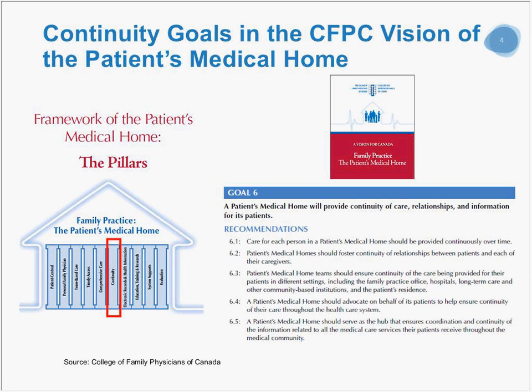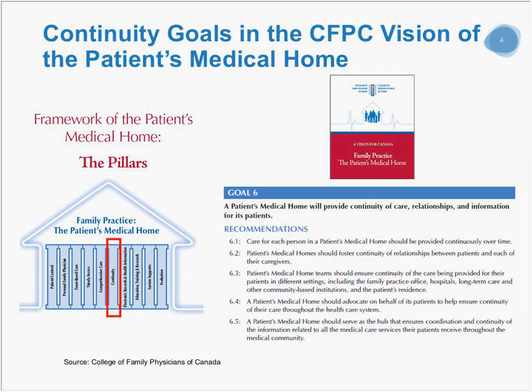So we have been on this journey towards the patient's medical home for several years now in this province. And we've been slowly chipping away at the various pillars, or I would say actually building the various pillars of the patient's medical home. Many of you on the call, if you're not familiar already with the idea of the patient's medical home, this slide up in the top right corner shows a picture of the document that's put out by the College of Family Physicians that outlines the various components of the patient's medical home.